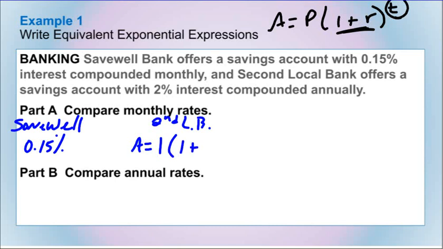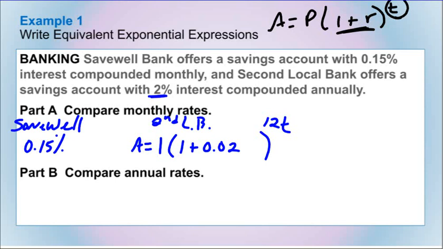Then we have 1 plus the rate as a decimal. 2% as a decimal would be 0.02. And I'm going to put parentheses in here, and on the outside, I need this to be just 1t. Okay, this is annually. That means this is written as 1, and we have to have this written as a monthly. So 1 year is the same as 12 months. So 12t would mean the same thing as 12 months.